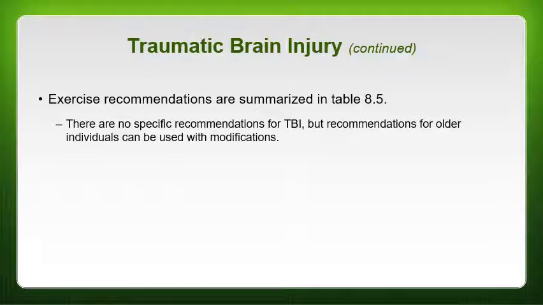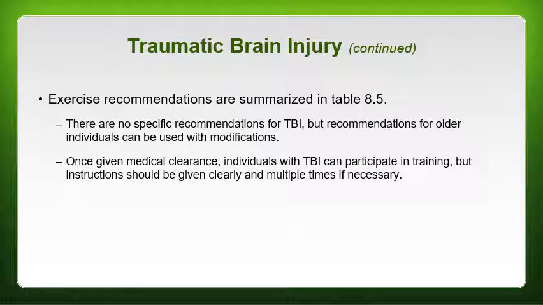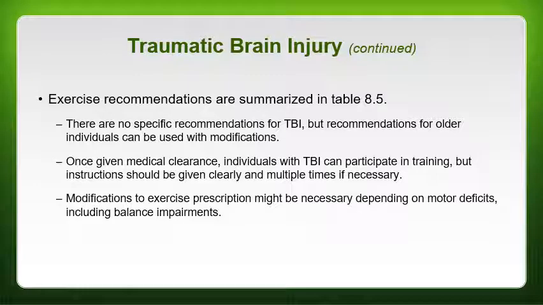So again, your exercise recommendations in table 8.5, just some things to note. There's no specific recommendations for traumatic brain injury, but recommendations for older individuals can be used with modifications. Once these individuals are given medical clearance, people with traumatic brain injury can participate in training, but instructions should be given clearly and multiple times. And again, part of that is because of the fact they've had a traumatic brain injury. Obviously, memory and comprehension could become a problem for individuals.